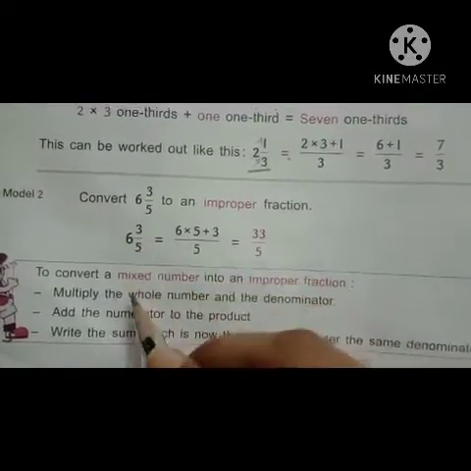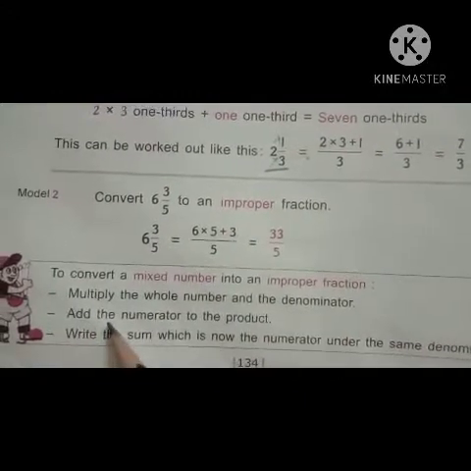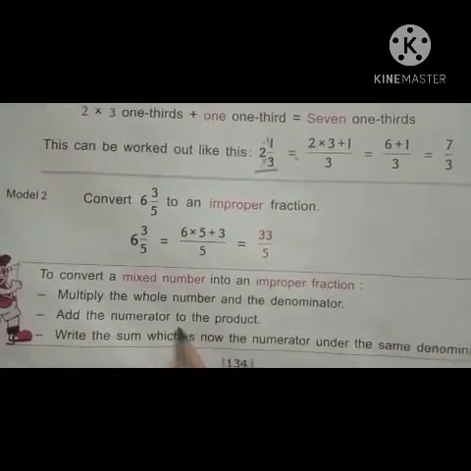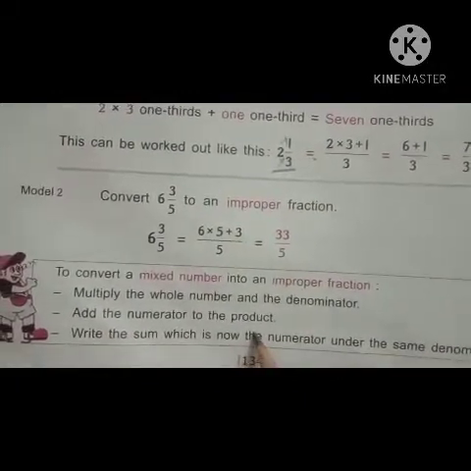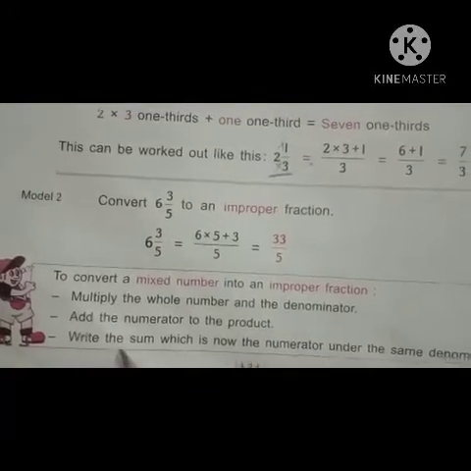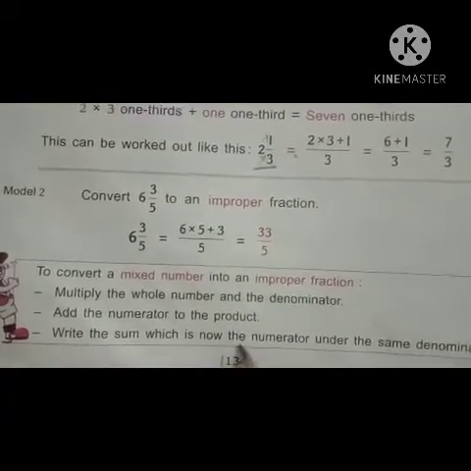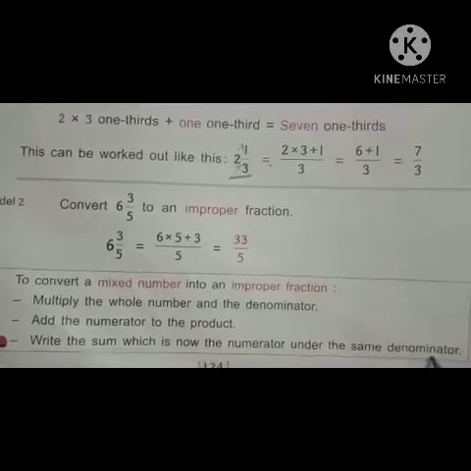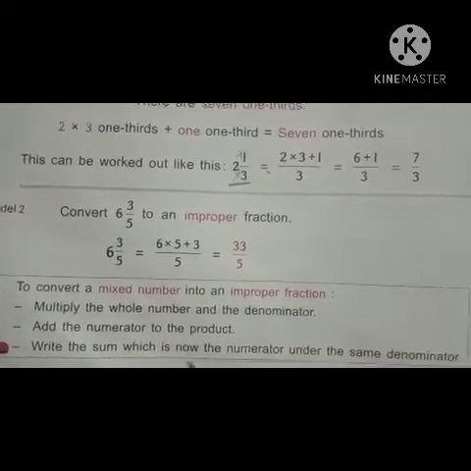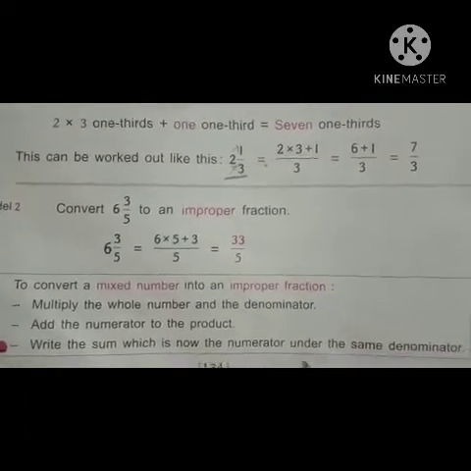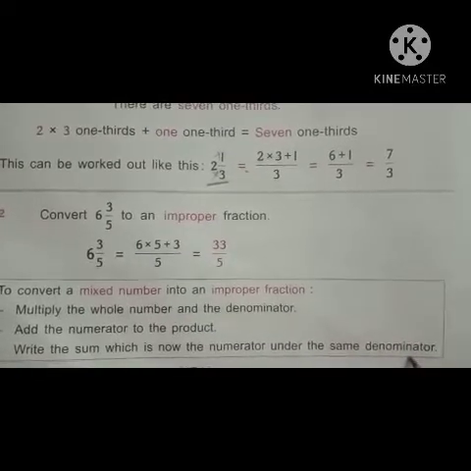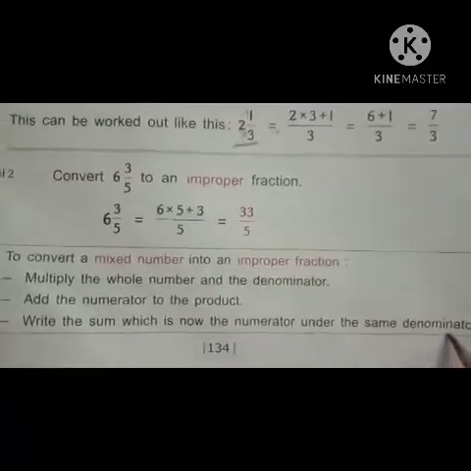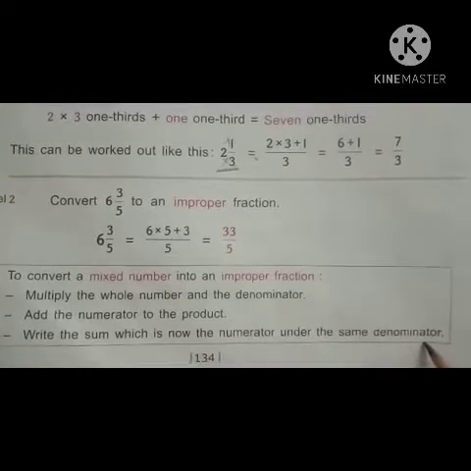Multiply the whole number to the denominator, and add the numerator to the product. Write the sum, which is now the numerator, under the same denominator. Now we have to write the sum as a numerator under the same denominator. The denominator is constant. No need to change the denominator.